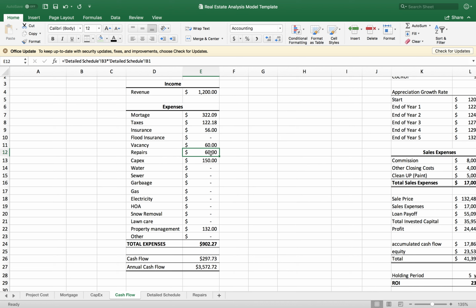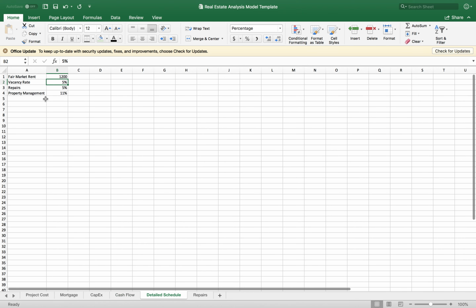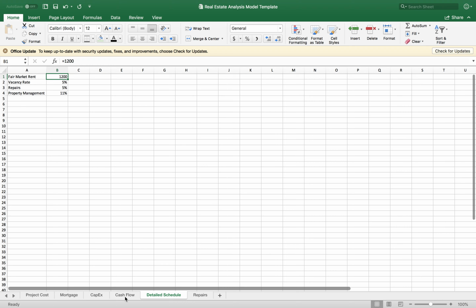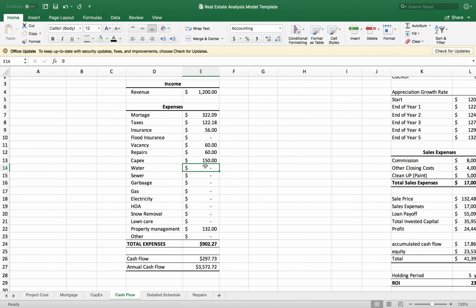I basically want to do the same thing for repairs. Again, you want to prepare for future repairs that need to be done on the property, and so those should be calculated on a monthly basis because you want to have that money accessible when the time does come. As you can see here, I've done a similar formula for repairs: 5% of repairs times the fair market rent gives me a total amount of $60.